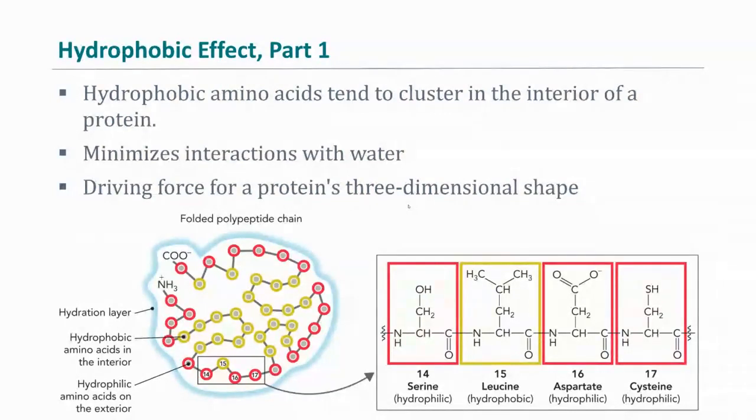The hydrophobic effect: the hydrophobic amino acids tend to cluster in the interior of a protein. That's called the hydrophobic effect. For example, here we have serine, hydrophilic, aspartate, hydrophilic, and cysteine, hydrophilic amino acids, and leucine, hydrophobic. In a long chain of amino acids, these hydrophobic amino acids tend to cluster inside the protein so that they can minimize the interaction with water.